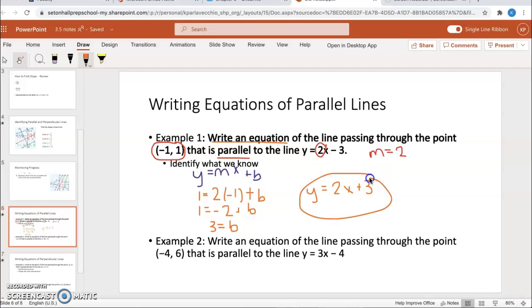And we are done. So for parallel lines, the big takeaway is you use the slope from the given equation. I could care less what the intercept is. And we use the coordinate for our x and y values.